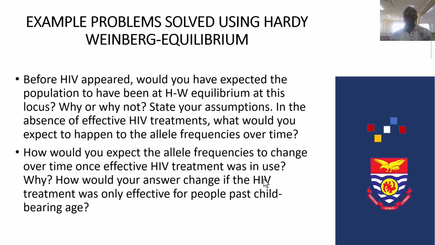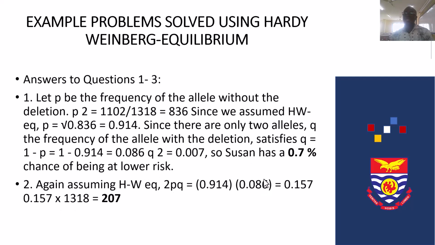In the absence of effective HIV treatment, what would you expect to happen to the allele frequencies over time? How would you expect the allele frequencies to change over time once effective HIV treatment was in use? Why? How would your answer change if the HIV treatment was only effective for people past childbearing age?